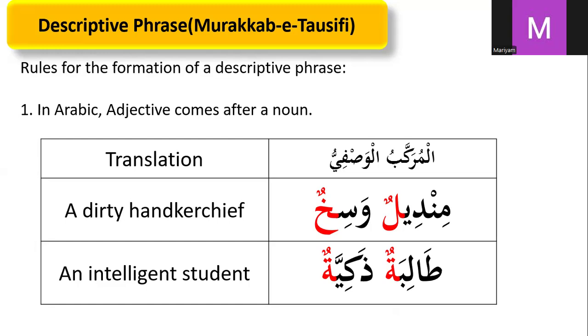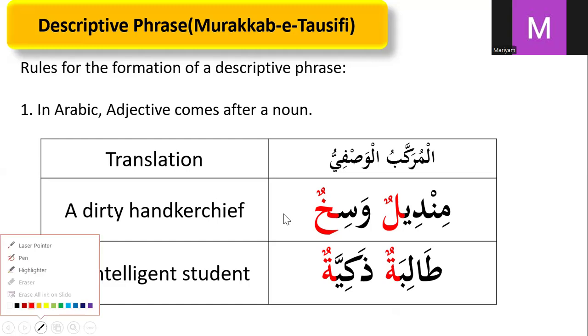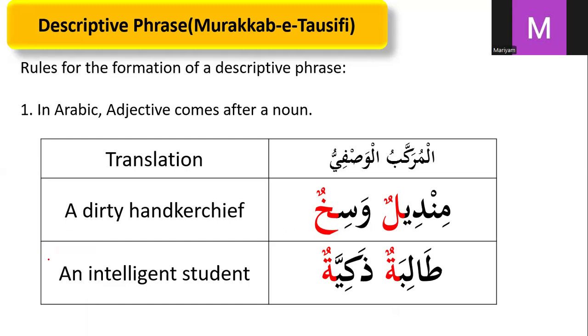Mindilun wasiqun. Now here you can see the first one is your noun, mausuf, and this one is the adjective. When you translate, you take the adjective first, and handkerchief is the noun. Talibatun zakiyatun, an intelligent student.